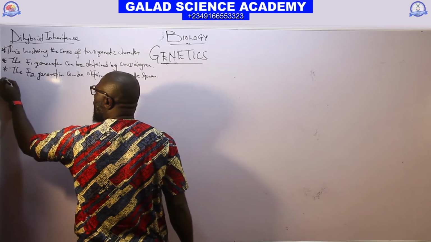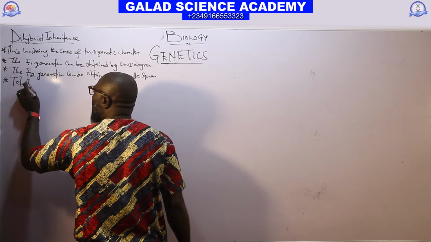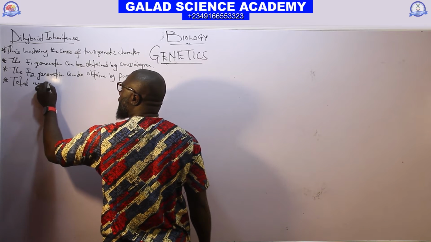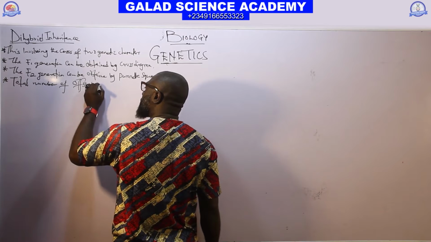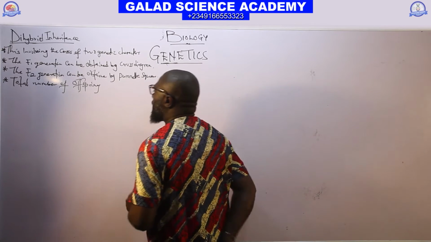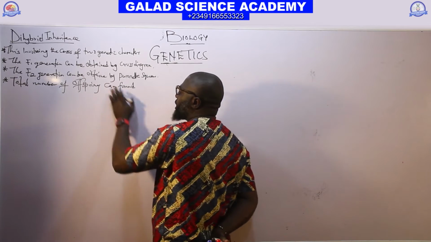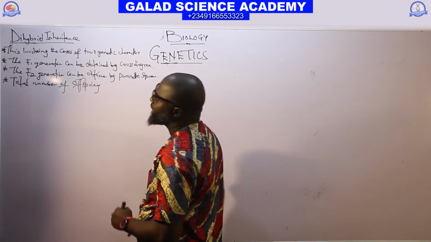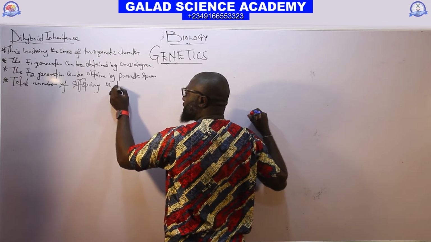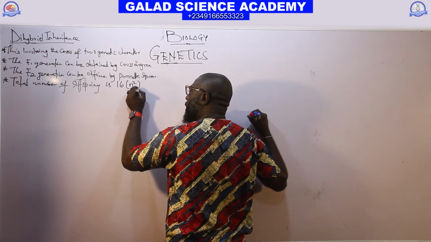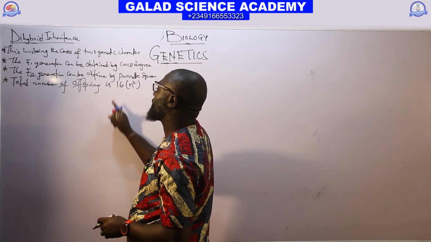And the total number of offspring can be found. The total number of offspring in the dihybrid inheritance is 16, which is n squared, where n is 4. 4 squared is 16.